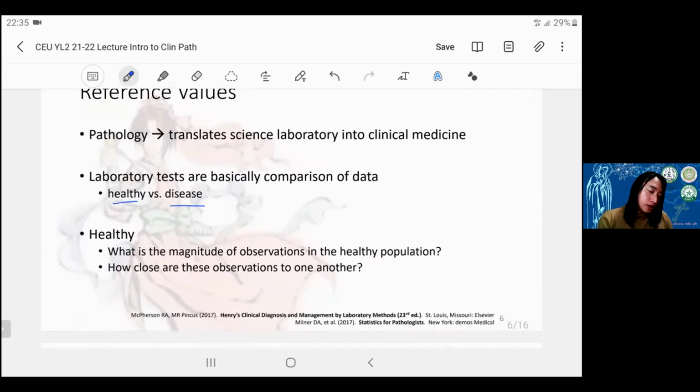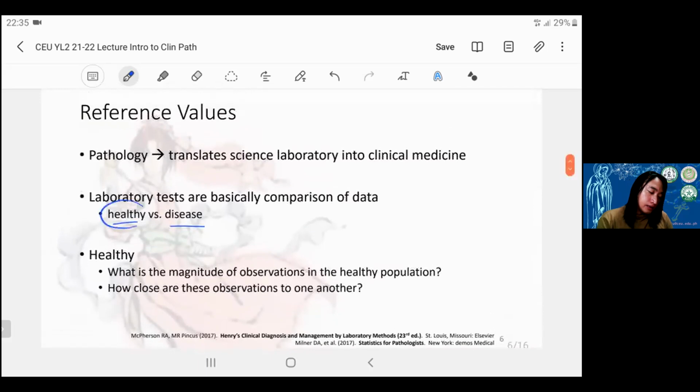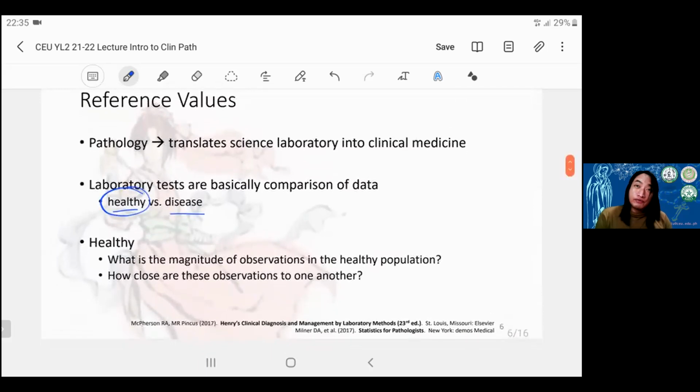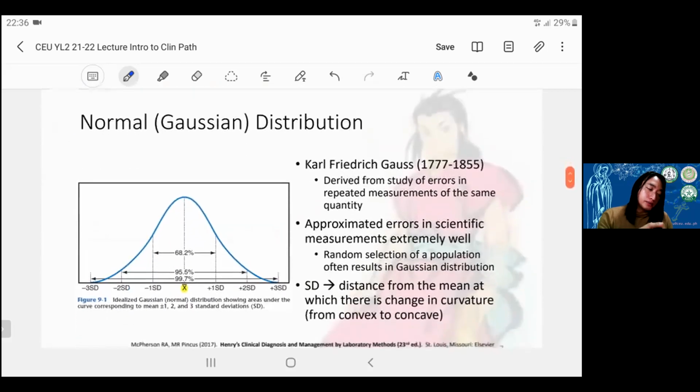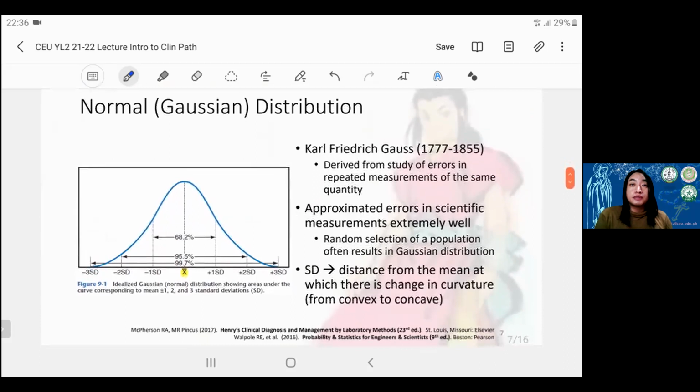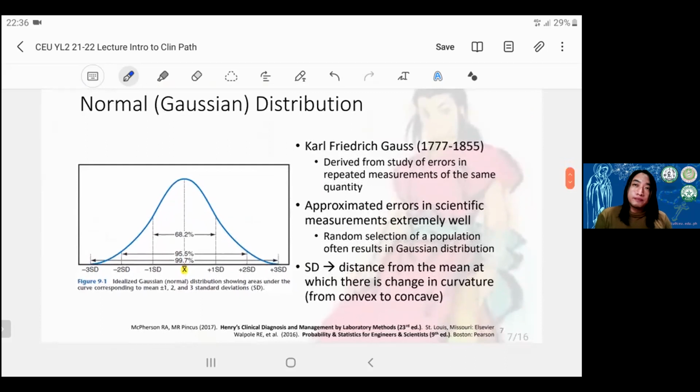So how do we establish laboratory values for the healthy individuals? First you have to ask, what is the magnitude of the observations or measurements in the healthy population? And how close are these measurements to one another? So this is where your normal or Gaussian distribution comes in. I'm sure you have already taken this in your undergrad during statistics, but this is the application of those statistical studies.